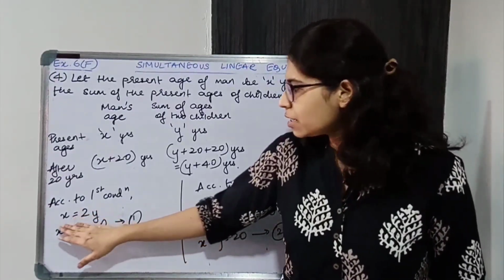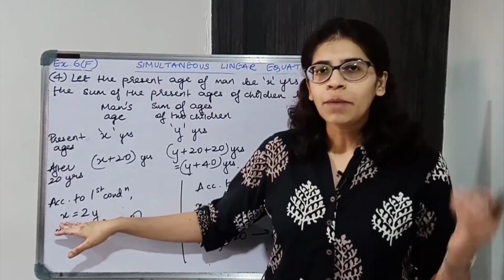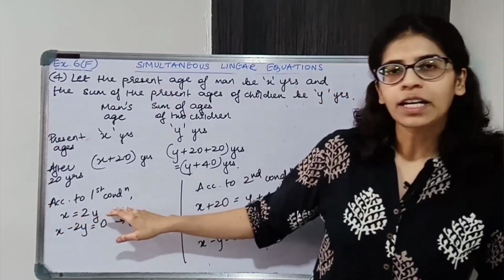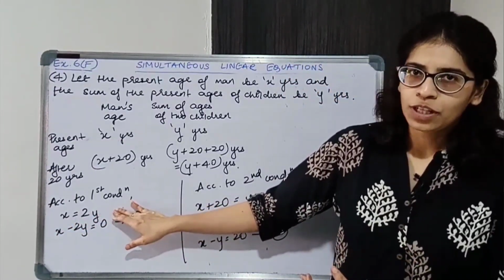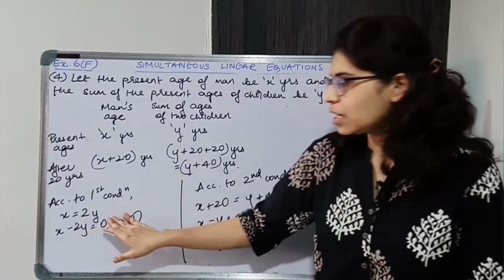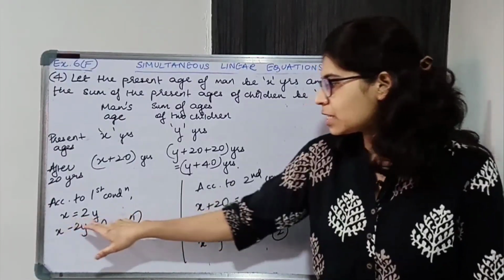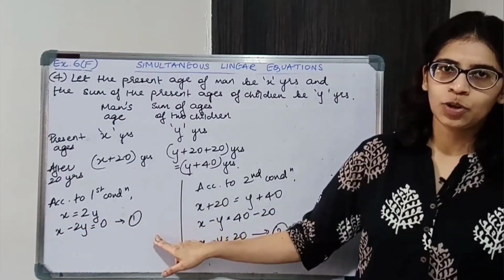Now putting these ages over here in conditions. So what is said in the present condition? The man's age is 2 times the sum of the ages of the children. So that is twice the sum of the ages of the children. So x is equal to 2y. You will get one linear equation.